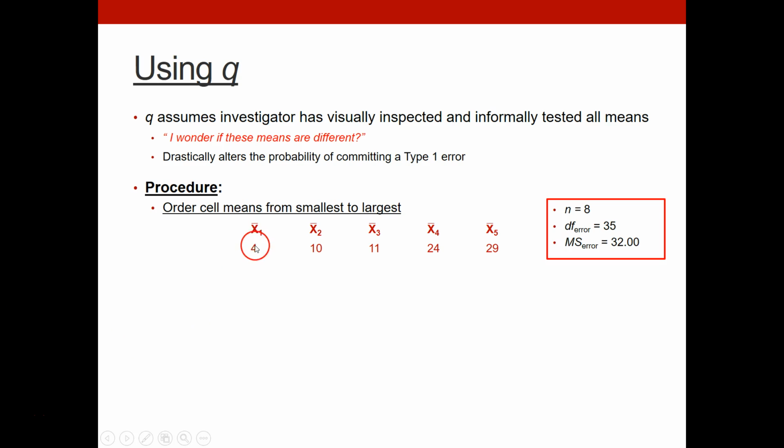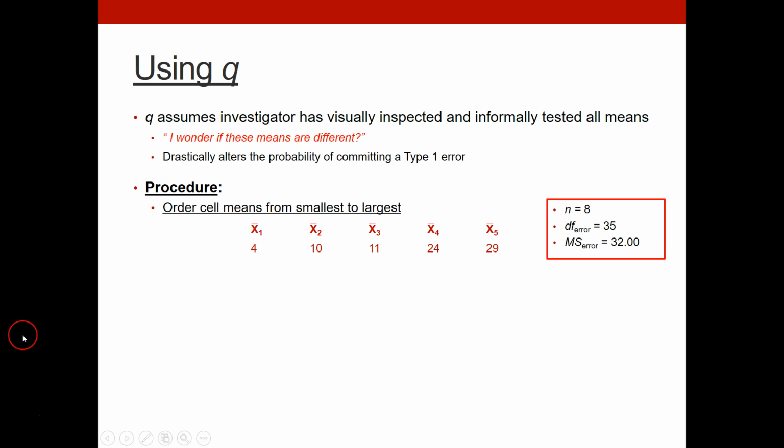If I wanted to test the difference between 4 and 10, I would test that at r equal 2. And if I wanted to look at the difference between 1 and 3, I would test this at a critical Q value with degrees of freedom 35 and r equal 3, because there's 3 steps here. So if I'm looking at means that are closer to one another, my r value is smaller, and so my Q critical is going to be a smaller value. If I'm looking at the difference between 4 and 29, that's going to be 5 steps, and so I would find a Q critical with degrees of freedom 35 and r equal 5, and test this comparison using that r value.